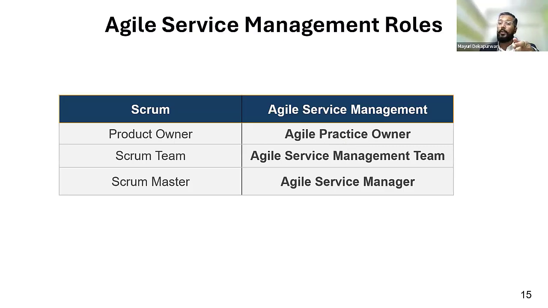Both the roles are included in the Agile Service Management team. And what is the structure of this Agile Service Management team? I'm going to show you that. Then you have a Scrum Master role. So here you have the Agile Service Manager, who's going to act as a Scrum Master, who's going to facilitate different team events that are going to be conducted throughout the sprint. So you have that Agile Service Manager role.